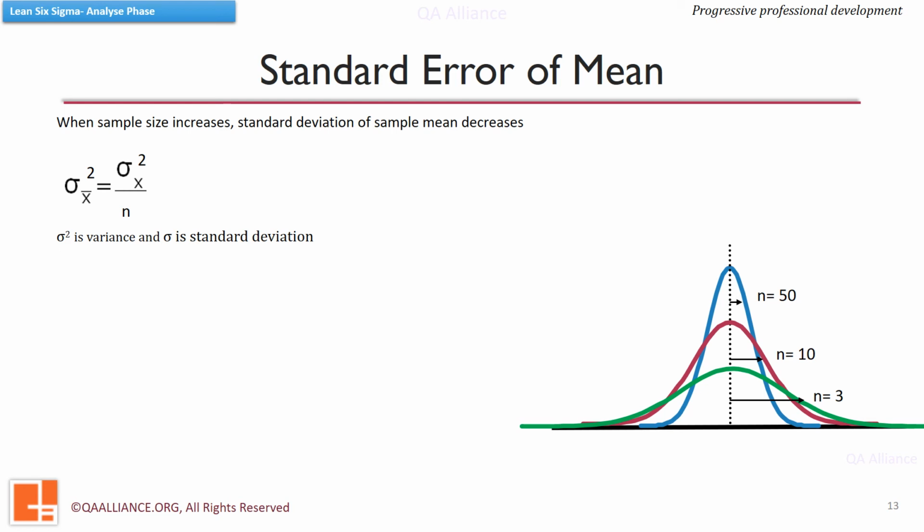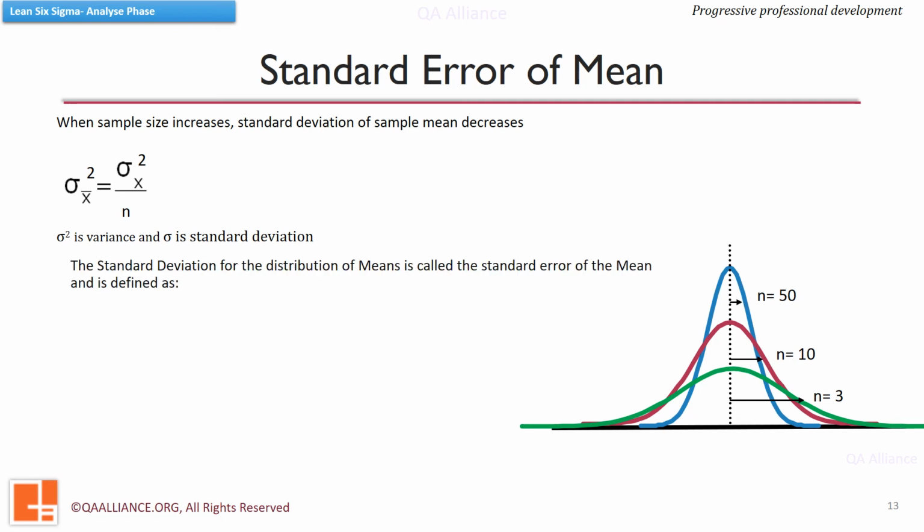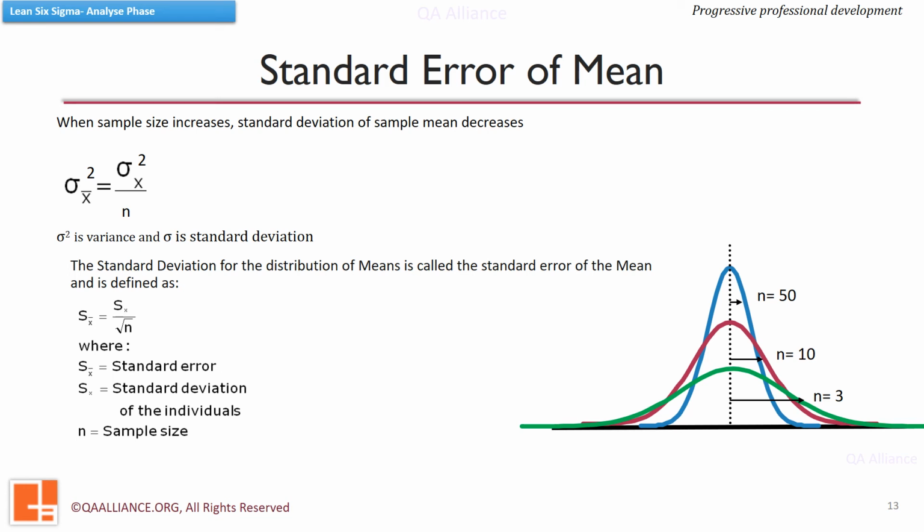In most of the cases we don't know the population variance, thus we make use of sample variance, s squared. The standard deviation for the distribution of means is called the standard error of the mean, and is defined as S x bar equal to S x divided by root n, where S x bar is standard error of the sample means, S x is standard deviation of the individuals, and n is the sample size.